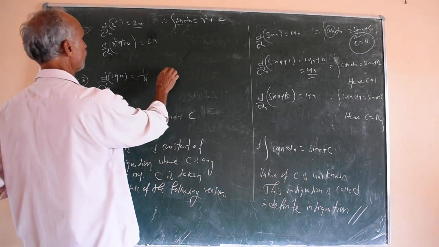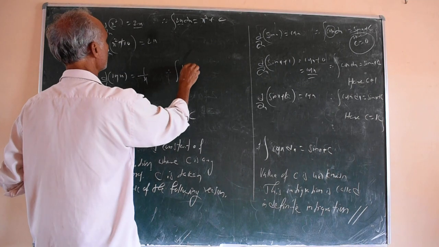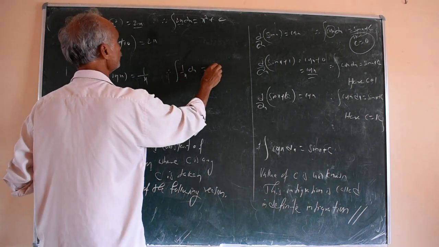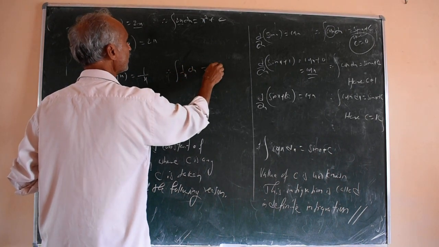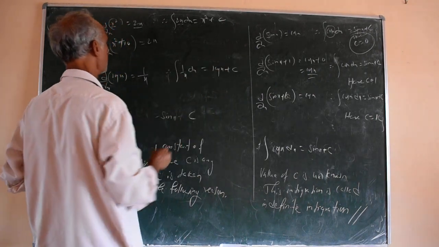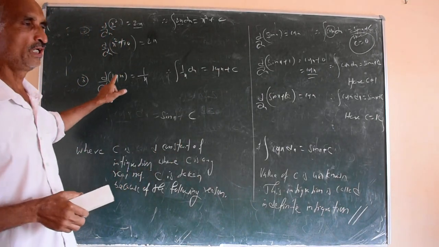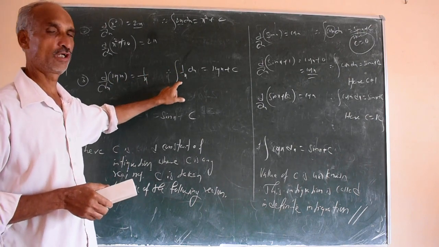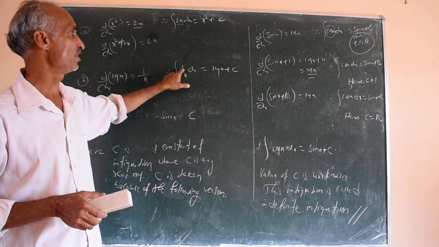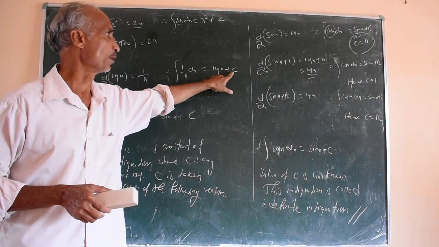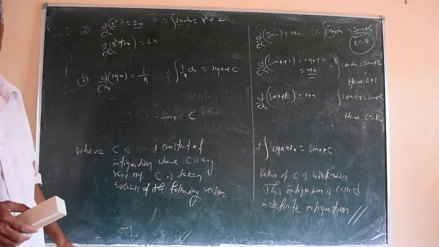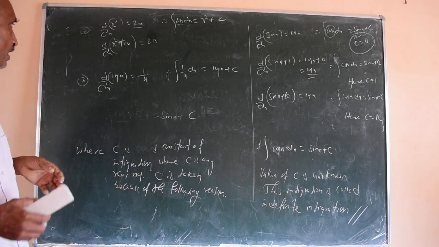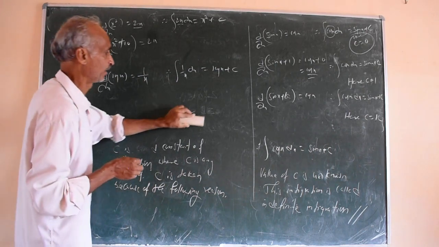Okay. Therefore, integration of 1 by x dx is equal to log x, again the same thing, plus c, because log x plus 1 differentiation is also 1 by x. Log x plus 10 differentiation is also 1 by x. Log x plus k differentiation is also 1 by x. Therefore, here comes c. The c may be 0, or 1, or any arbitrary constant k, like that.